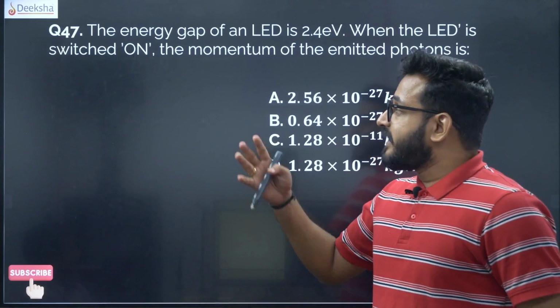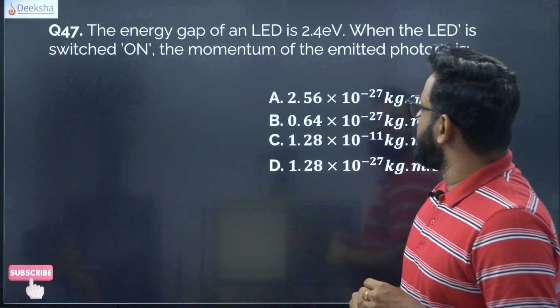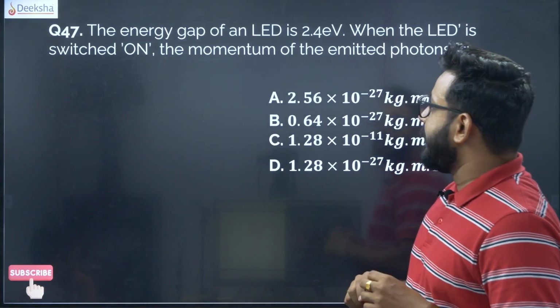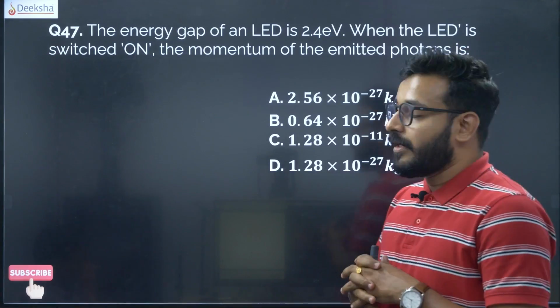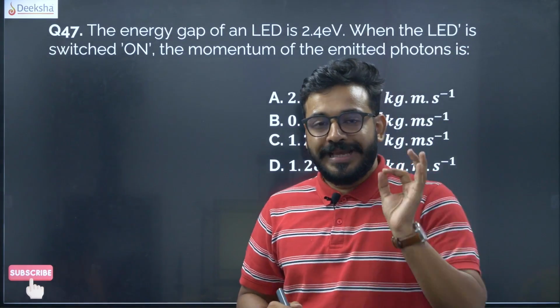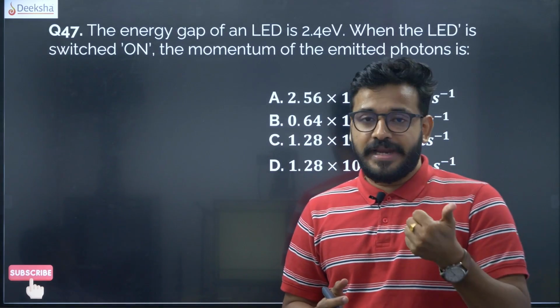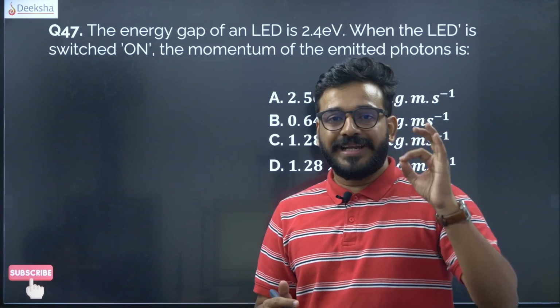All right. So the next question is question number 47. The energy gap of an LED is 2.4 electron volt. When the LED is switched on, the momentum of the emitted photon is. Now this is actually a very simple question. You just have to connect the dots. Energy is given and they are asking you the momentum of a light or photon. So you have to connect these two dots.